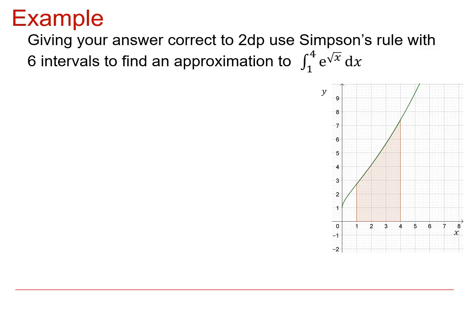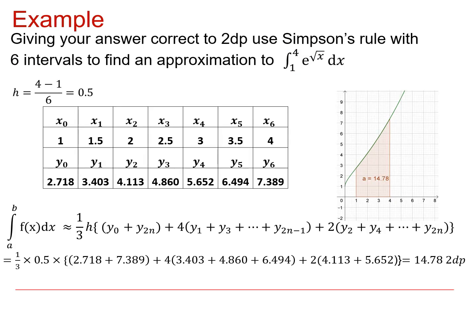Here's a typical example. We're asked to use Simpson's rule on this function, and we're asked to do it to 2 decimal places, and we can use Simpson's rule because it's got 6 intervals. Here is the solution laid out. I'm told to use 6 strips in the interval between 1 and 4, so I've got an overall width of 3. Dividing by 6 gives me a strip width or interval of 0.5.